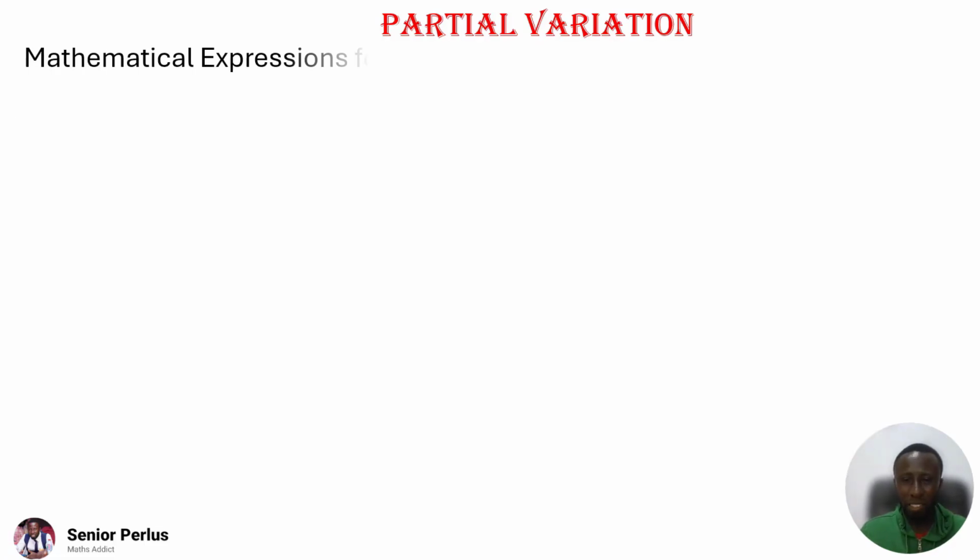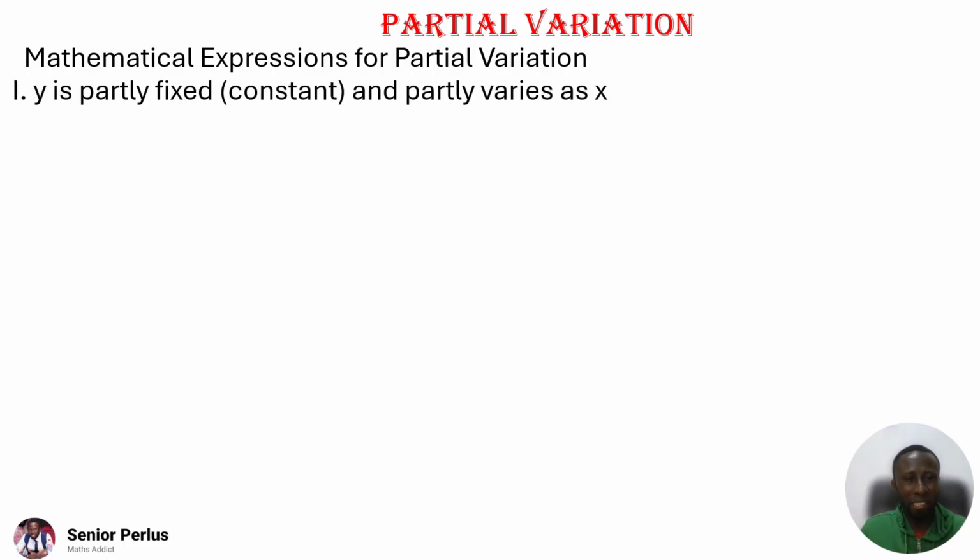Let's talk about the mathematical expression for the partial variation. Y is partly fixed. We talk about the fixed part and the variable part, and it partly varies as S. The fixed part is fixed, so I'll let K be our fixed constant. So Y is partly fixed, that's K.